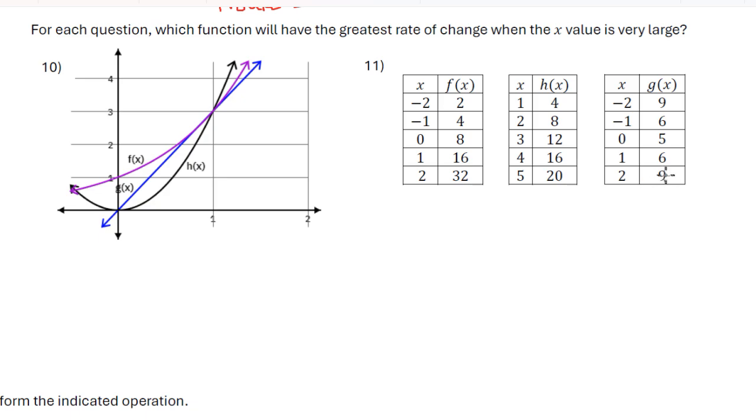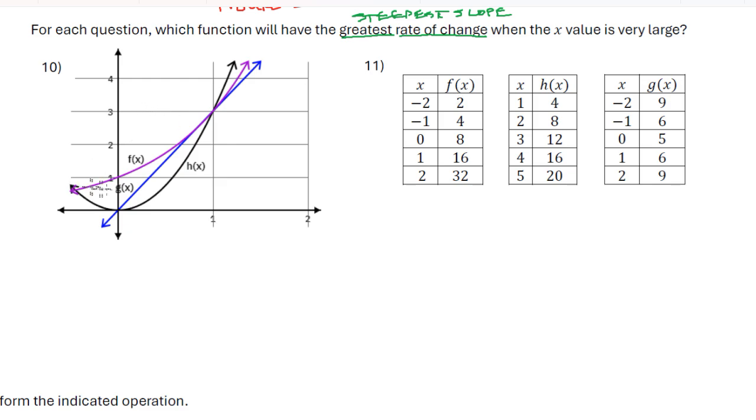Okay, for 10 and 11, it says for each question, which function will have the greatest rate of change? Class, remember we've talked about this in class. This means the steepest slope. So if we're looking at a graph, we're looking for steepest slope. If we're looking at a table, we're going to have to look at the greatest rate of change.